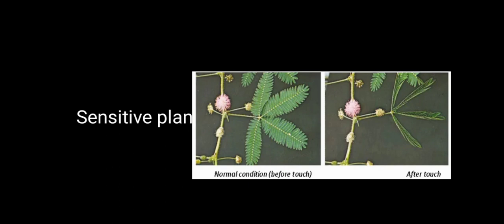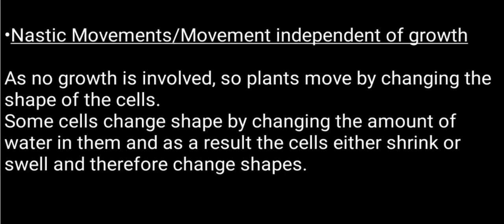We have already learned that movement in animals is brought about due to the change in shape of contractile proteins that are present in their muscles. Unlike animals, plants lack such contractile proteins. Instead, plants have cells which change shape by changing the amount of water present in them. Either they swell when water enters into a cell or shrink when water moves out of a cell, and therefore a change in shape is brought about in the cells.